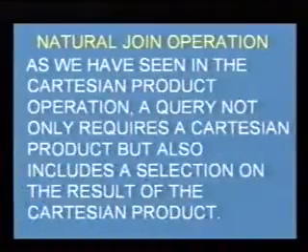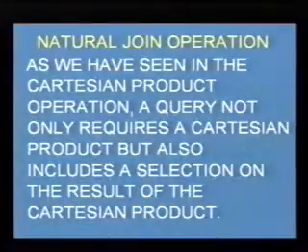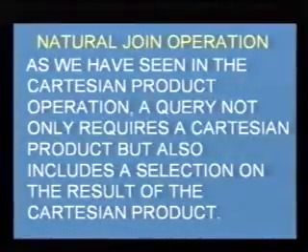Natural join operation. As we have seen in the Cartesian product operation, a query not only requires a Cartesian product but also includes a selection on the result of the Cartesian product. That means we always need some equality condition to be put on to the Cartesian product in order to get the desired result. Therefore, instead of using Cartesian product operation, we have another operation, that is natural join operation.